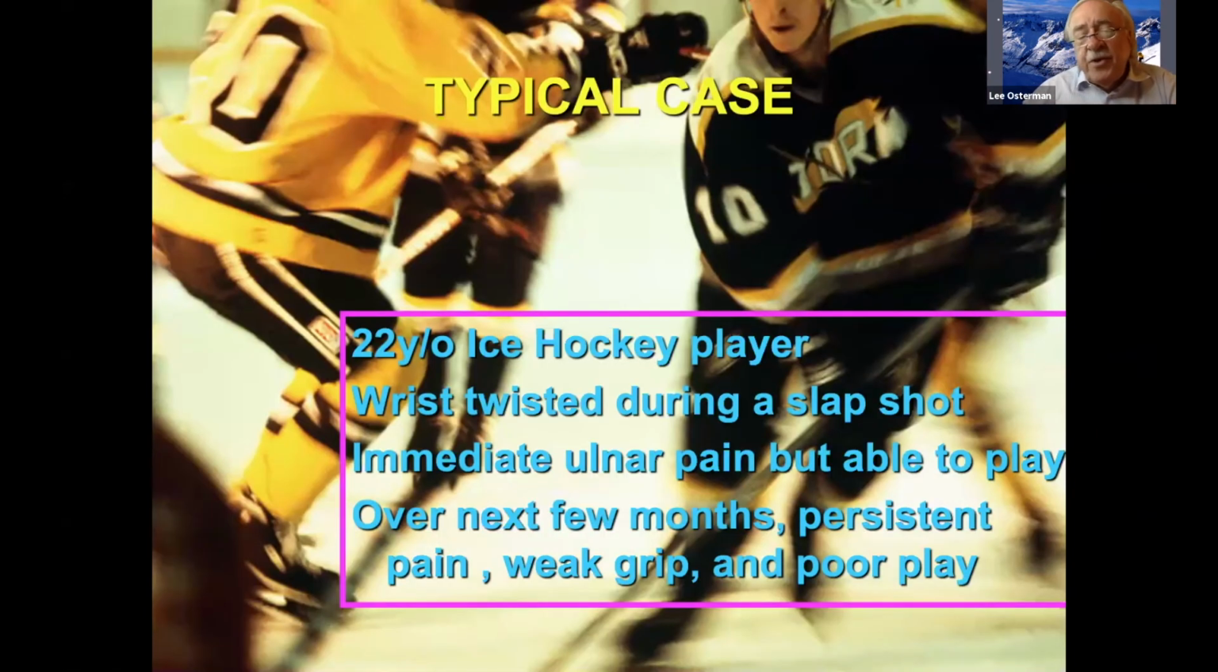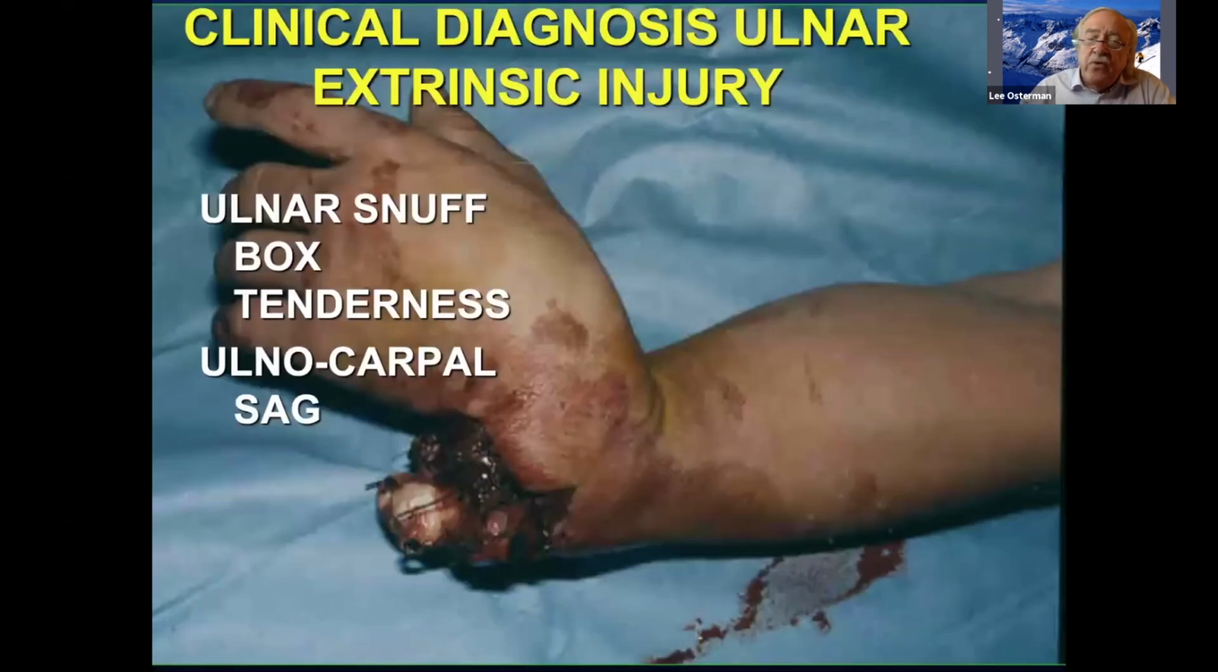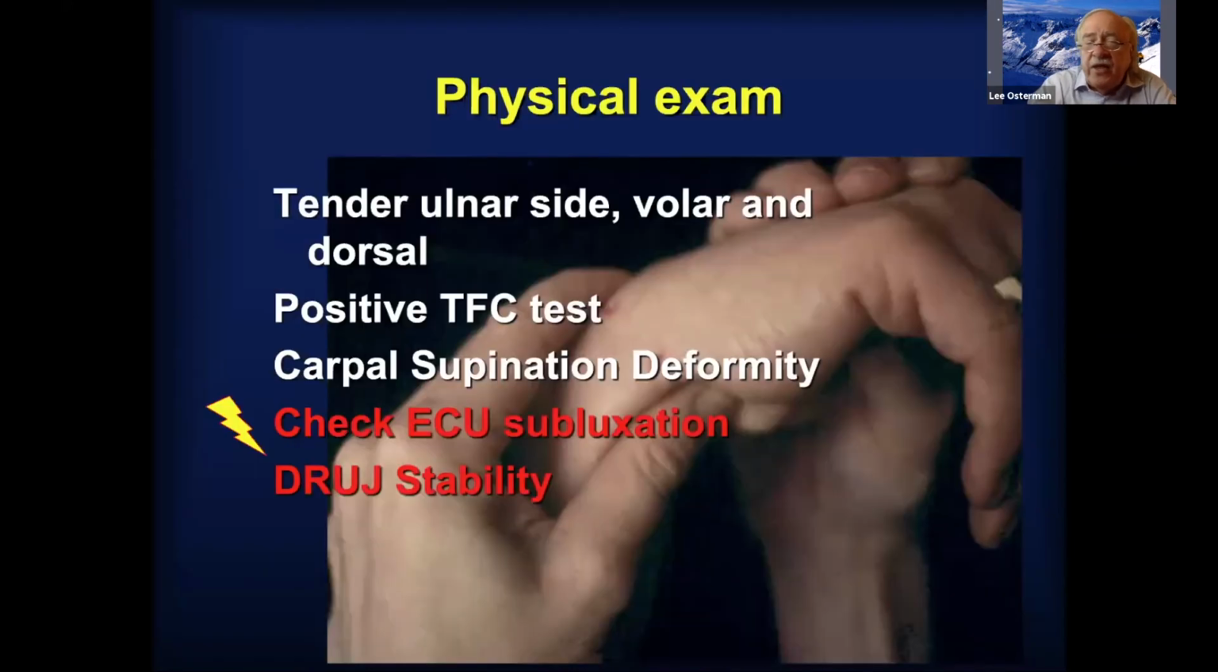So here we have a typical case, a 22-year-old ice hockey player, collegiate, twisted his wrist during a slap shot. Ulnar pain, but not the kind he couldn't play with. But over the next few months, he couldn't put any force into his shot. Now, this isn't his injury, but it kind of emphasizes that while this obvious injury to the distal radial ulnar joint is obvious, you have to be more subtle in these exams.